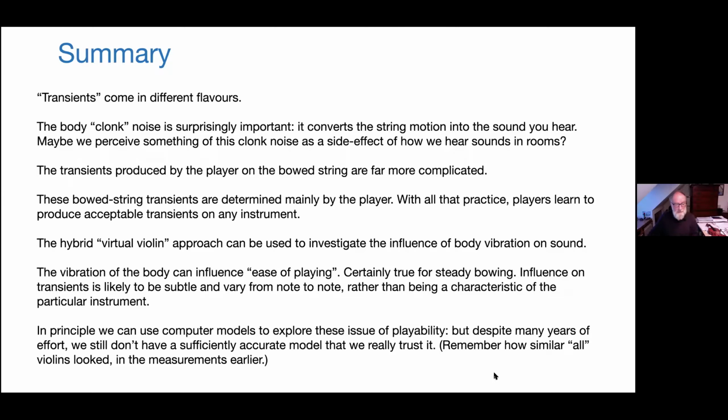So in principle, we can use computer models to explore those. It's a great idea in principle, but despite many years of effort, we had these first models in the mid-70s. It's an awfully long time ago, and we're still struggling. We don't have a sufficiently accurate model that I really trust. We get some qualitative guidance from these models, but I could not say that the model will get it right enough that I could take a particular violin and predict reliably the playability of that. That's unfinished business and something we may want to come back to.